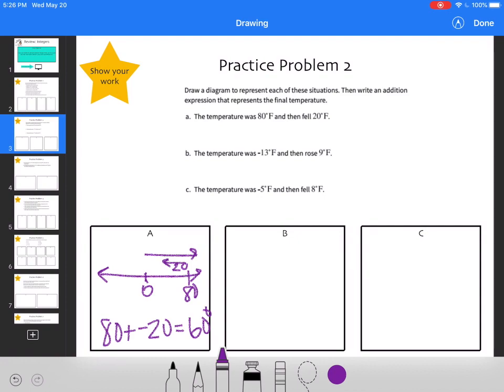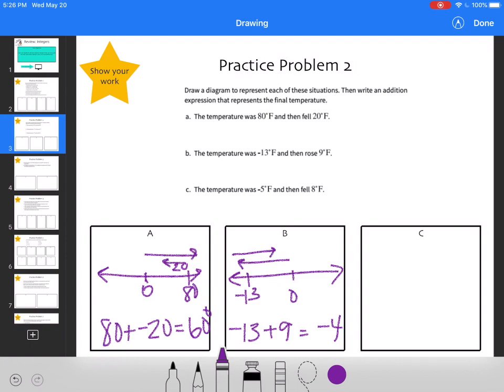The temperature was -13. Then the temperature rose 9. So I'm at -13 plus 9. So my answer is going to be -4.